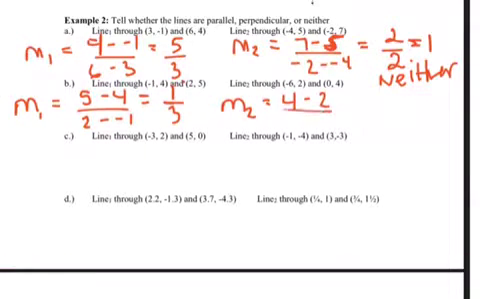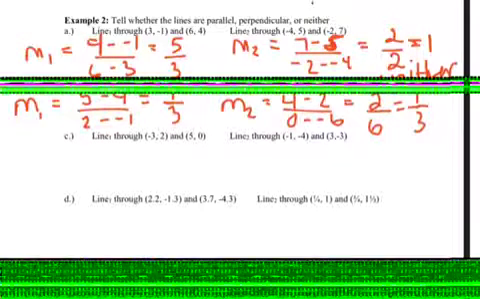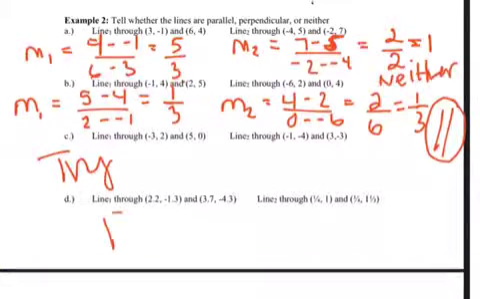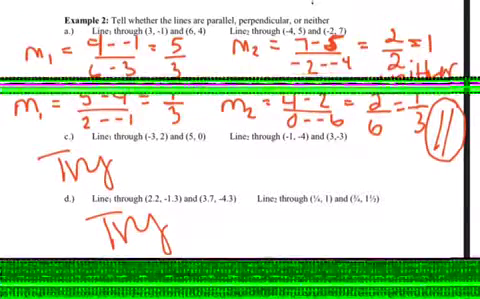4 minus 2 over 0 minus -6. So I get 2/6, which simplifies to 1/3. We can use the symbol for parallel, just two lines like this. I would like you to try these two for next time.